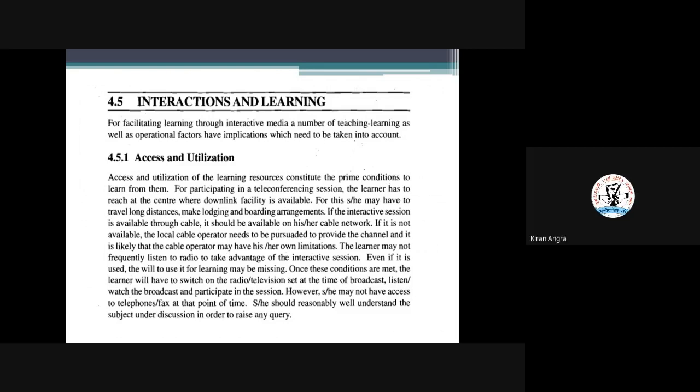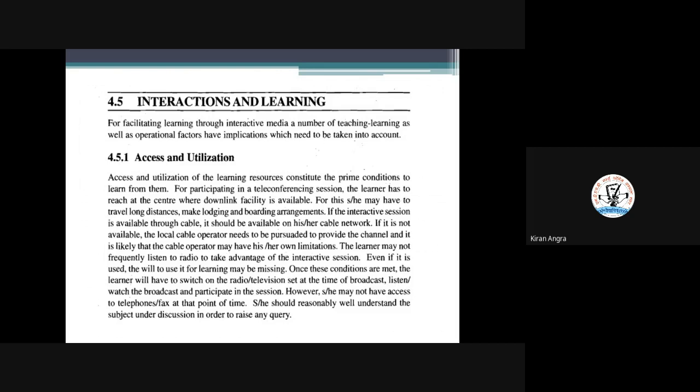सबसे पहली implication है access and utilization. To participate, किसी भी वीडियो कॉन्फ्रेंसिंग में पहुंचना है या टेली कॉन्फ्रेंसिंग में पहुंचना है, you have to reach some center where you can download the facility, and it may be away from your home. You have to walk down. You may need some boarding and lodging, and you may not be able to come back. So these are some implications.